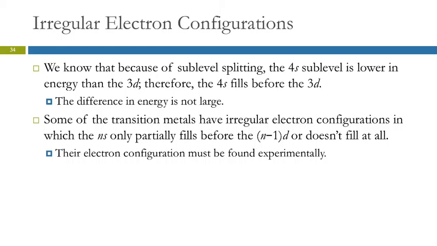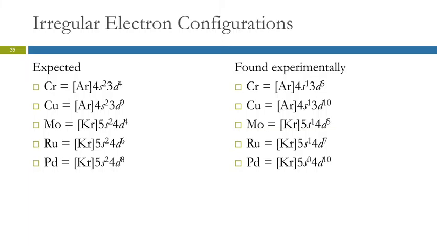In the quantum hotel, this is like some Groupon deal, right? There's a special on, and if you fulfill the requirements of the special, you get a discount. And so we'll see some irregular filling in order to accomplish the discount. What happens with this irregularity is that the s orbital, say the 4s, is only partially filling before the 3d does, or perhaps it doesn't fill at all. These electron configurations that are irregular have to be found experimentally, and we're just going to look at a couple of them.